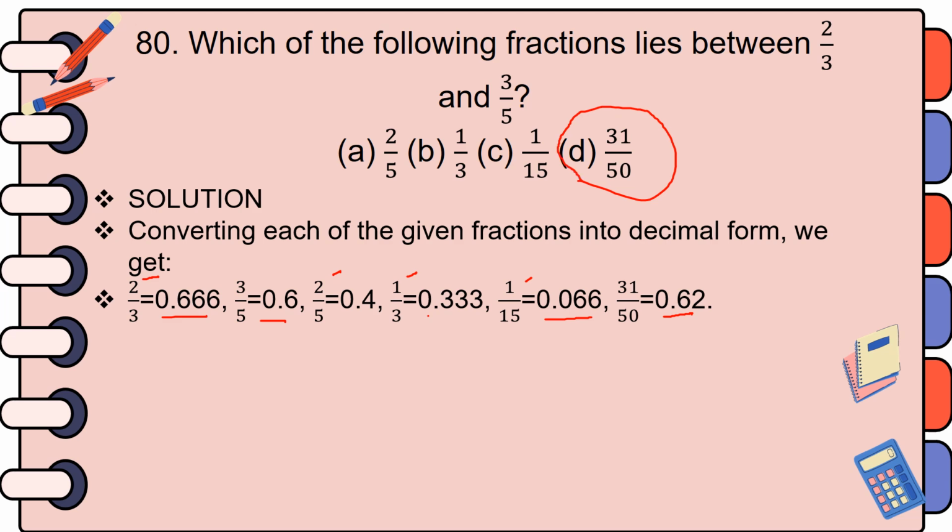Again here, convert the fractions into decimal form. Then again convert the fractions in the given choices into their decimal form. Then compare each decimal, whether it lies in between the given two fractions or not. In such a way you can select the one that is correct for this question. So your answer here is choice D.